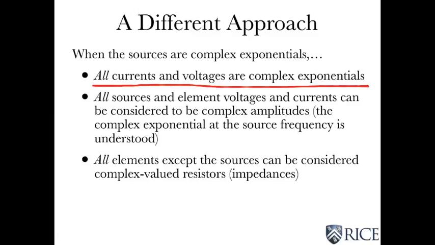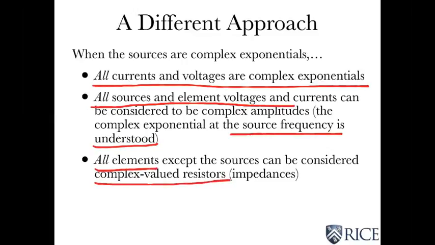So all sources, and element voltages and currents, can be considered just to be complex amplitudes, because we're going to assume the source frequency is understood. We're going to assume the complex exponential is sitting there. That's the cancellation I mentioned. And when we do that, all elements can be considered as complex valued resistors. The technical word is that they're an impedance. That really makes our life a whole lot easier.